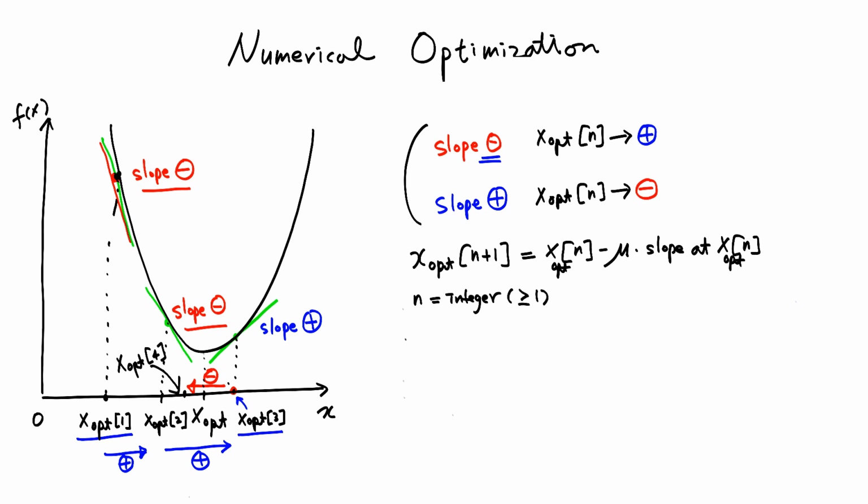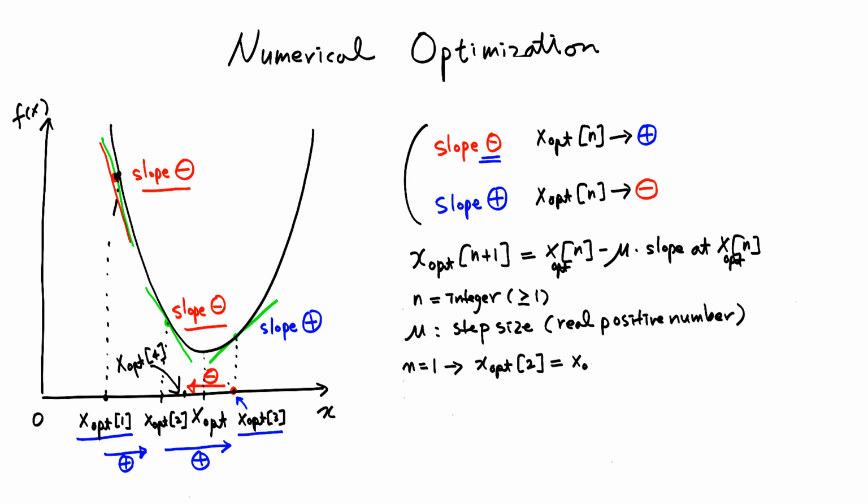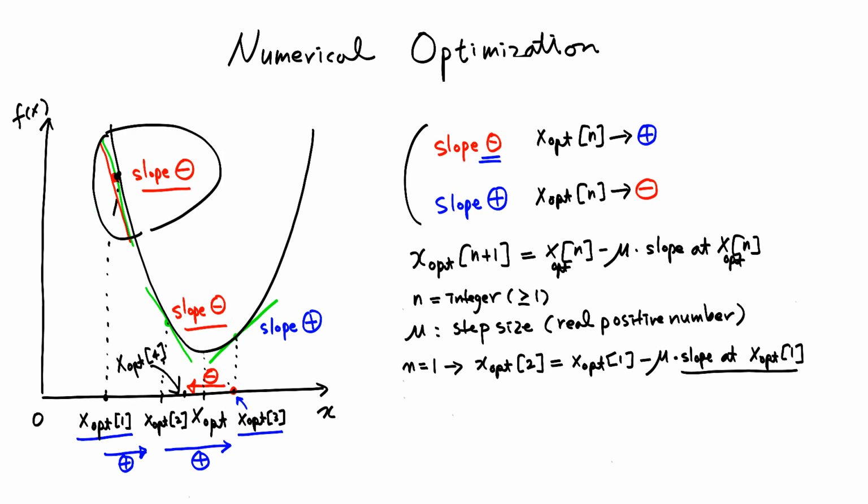And also this mu is just a constant. It's called a step size. It's a real positive constant. If n is 1, then we have x opt of 2 is equal to x opt of 1 minus some positive constant mu times the slope at x opt of 1. If you look at this value, the slope at x opt of 1, this is the slope. And it's a negative value.